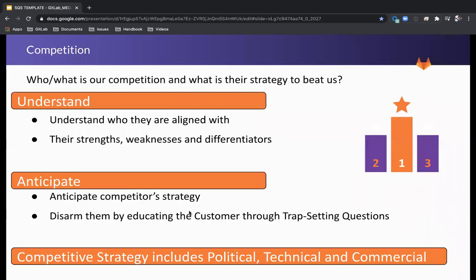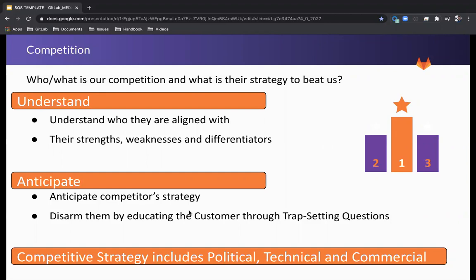So when you think who is the competition and what is their strategy to beat us, you first want to remember that competition can be internal or external. So internal competitors are other initiatives that could be competing for the same funding. This can include doing it internally or doing nothing. And these are often the most common competitors that we face in deals.